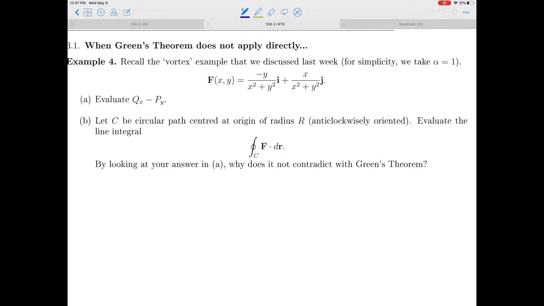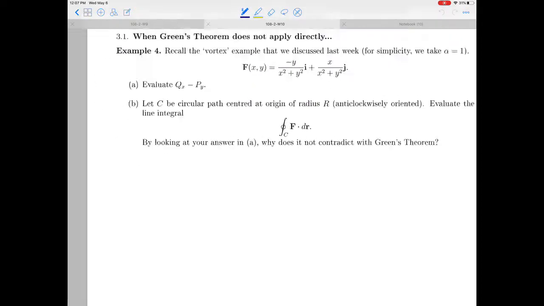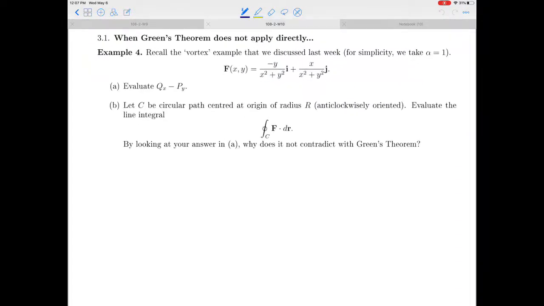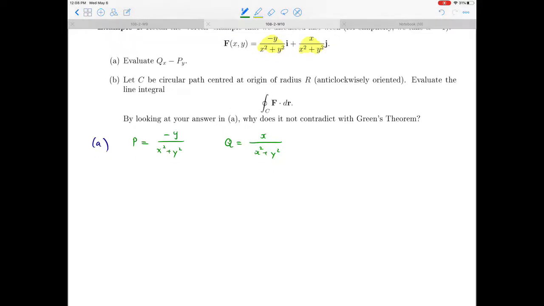Part A: evaluate Qx and Py, and then subtract them. So what is P? P is the i component of your vector field, so it's minus y over x squared plus y squared. And then what is Q? Q is the j component, so it's x over x squared plus y squared.